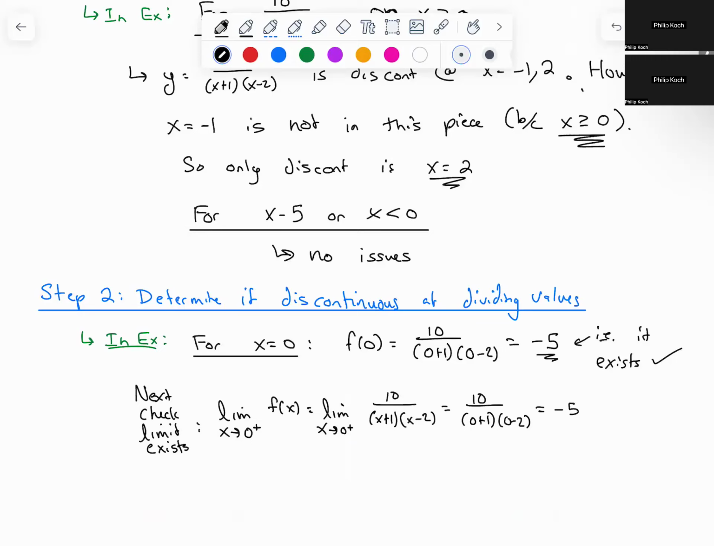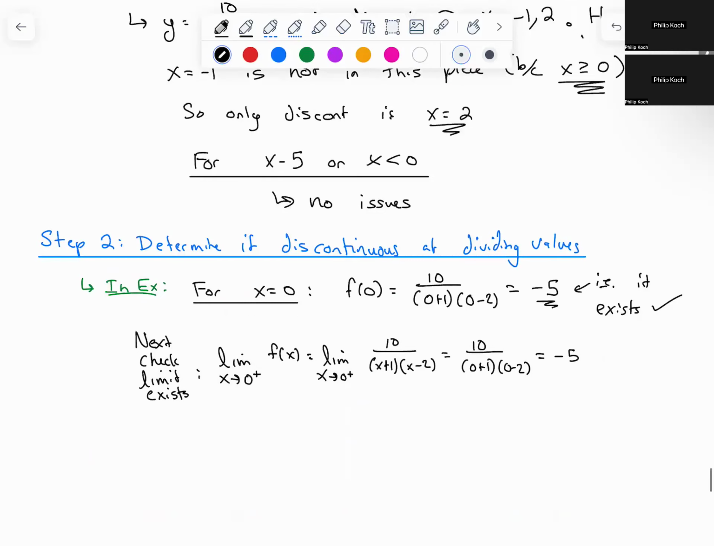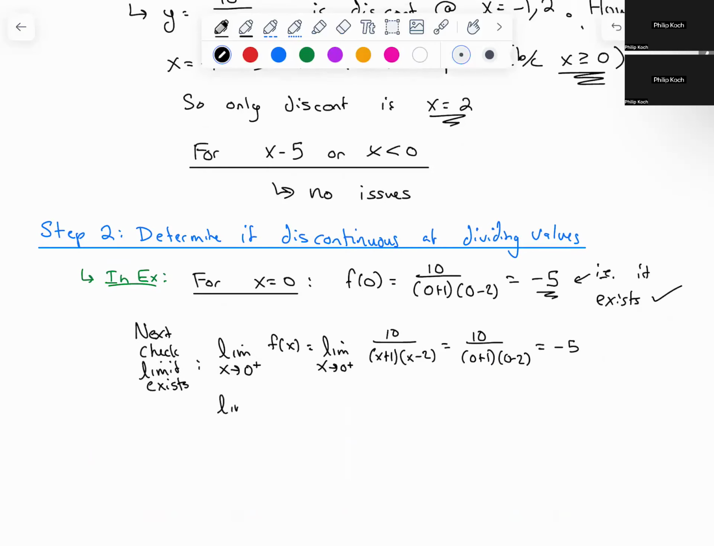If you didn't get -5 there, that would be a cause for concern, and it would mean you're probably going to have a discontinuity. But either way, the limit as x approaches 0 from the left of f of x is the limit as x approaches 0 from the left of x minus 5. And that's a polynomial. With polynomials, we can just plug in the numbers. We're not dividing by 0, we're not taking square roots of negative numbers, so we don't have to be concerned at all. That'll be 0 minus 5 equals -5.